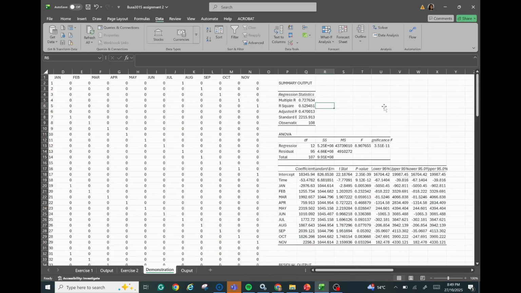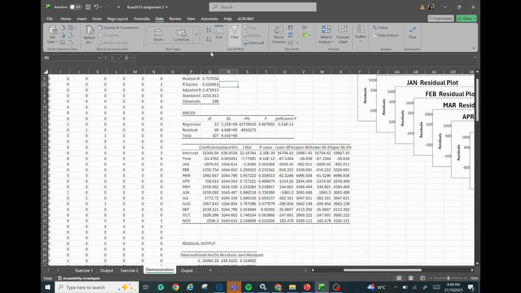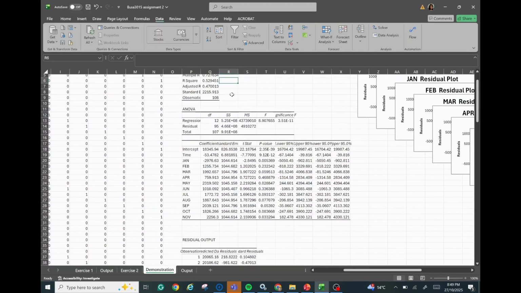So here is our output. Our R-square is set at 0.53 here, which indicates it's a moderate fit. The significant F value is extremely small, meaning that the overall model is statistically significant. This is the F value here, 8.901.